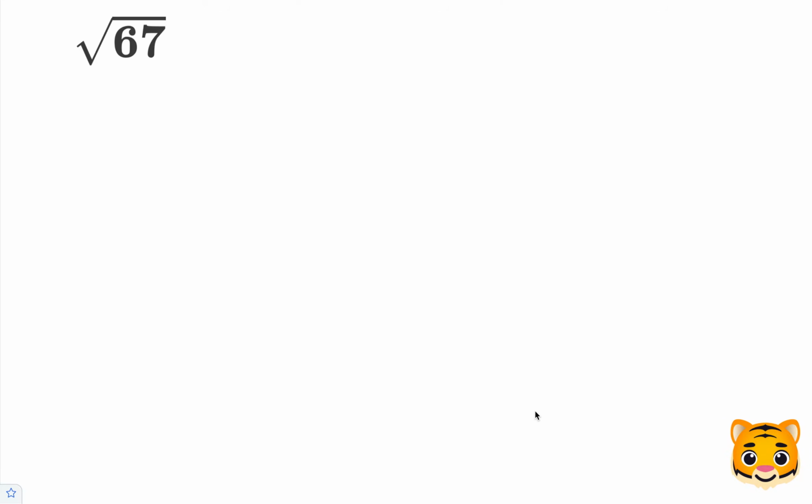In this example, we will be evaluating the square root of 67. To do this, we want to first look at perfect squares nearby 67. Examples of this are 8 squared, which is 64, and 9 squared, which is 81. We can see that 67 lies between 64 and 81, so we can write the following inequality.